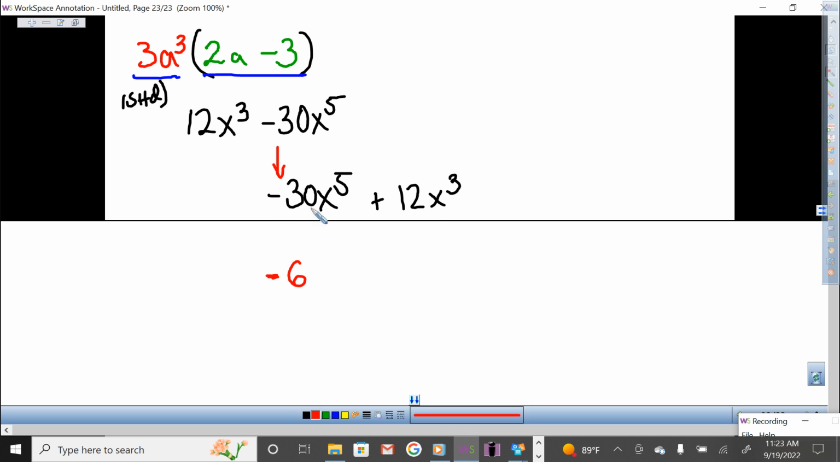Next, how many x's do they have in common? 3, so it's x cubed. All right, so what do we have left over? Let's see. What is negative 30 divided by negative 6? 5, and we took out 3 x's, so that leaves us with x squared. What is 12 divided by negative 6? Negative 2. And we took out the x cubed, and we are done.